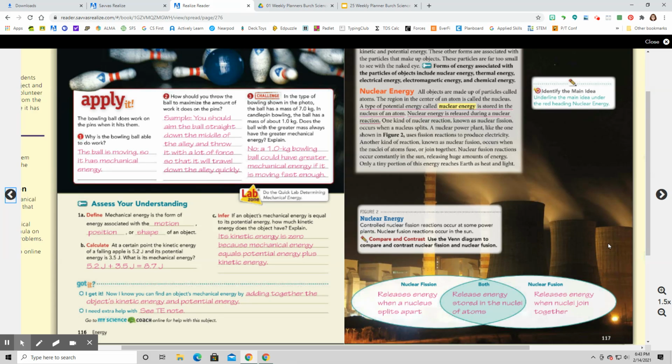The power plant picture in the background uses fission. It splits the atoms apart. It releases a lot of heat energy, and we use that to produce electricity. It boils water and produces steam and turns turbines, and that produces power for us. Nuclear fusion is where we're joining the atoms together. The sun is a good example of that. And the sun gives off heat and light and some other types of energy that we'll get to later on. But we mostly sense the heat and light from those reactions.